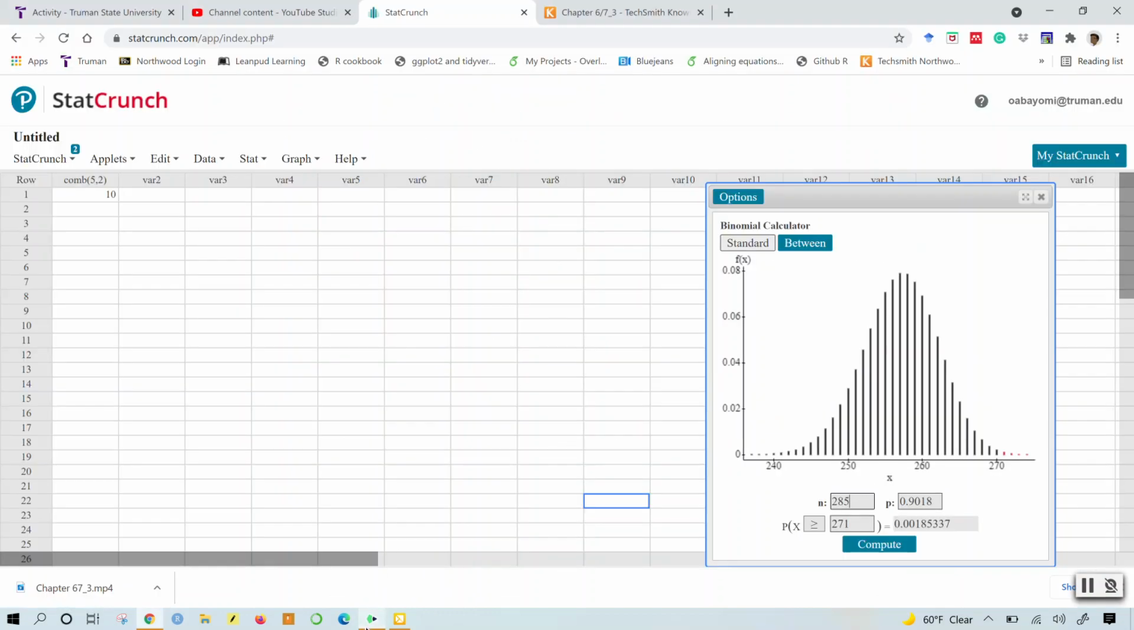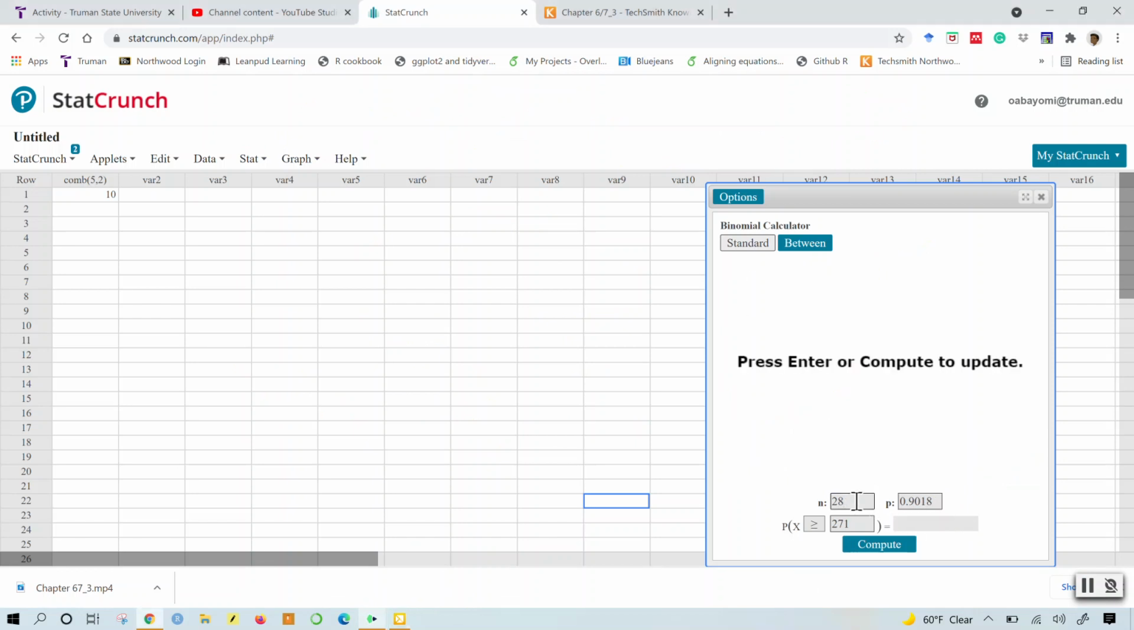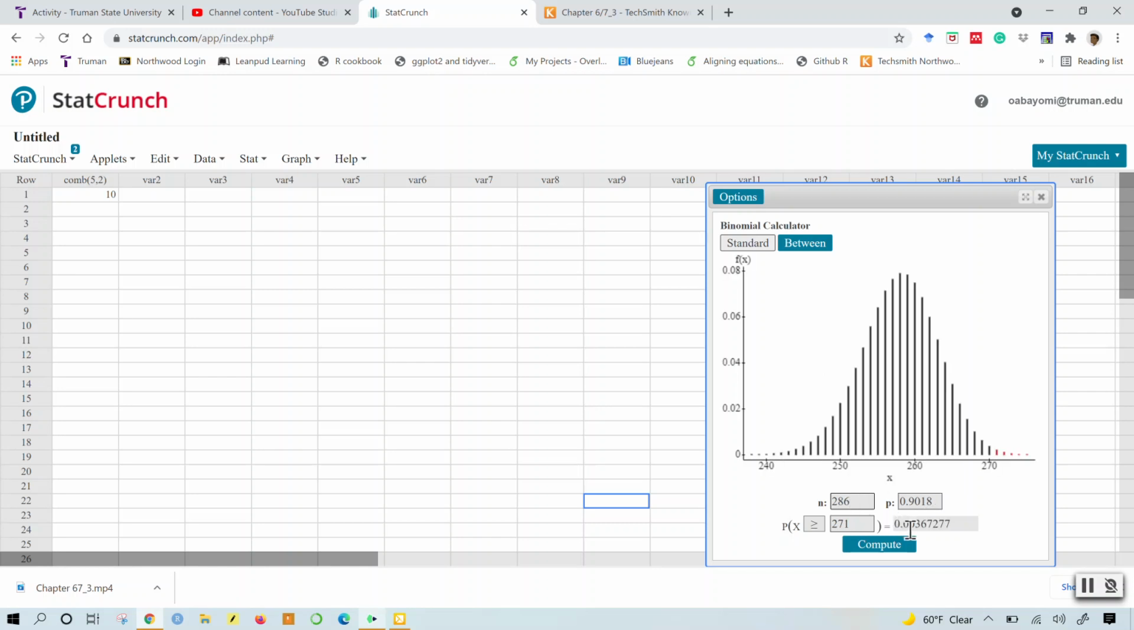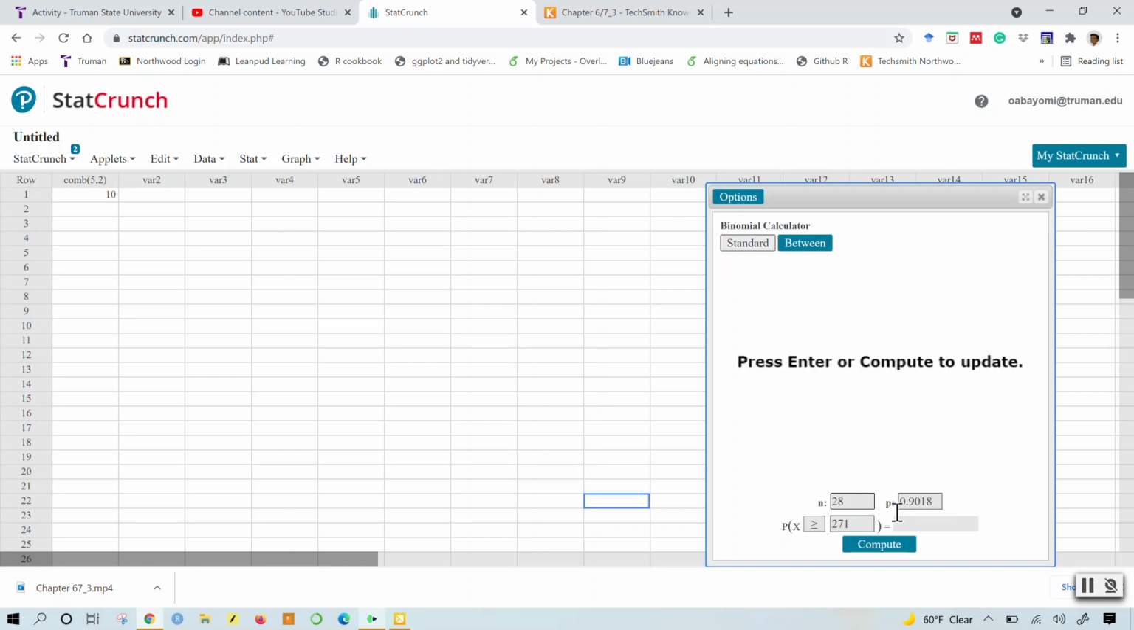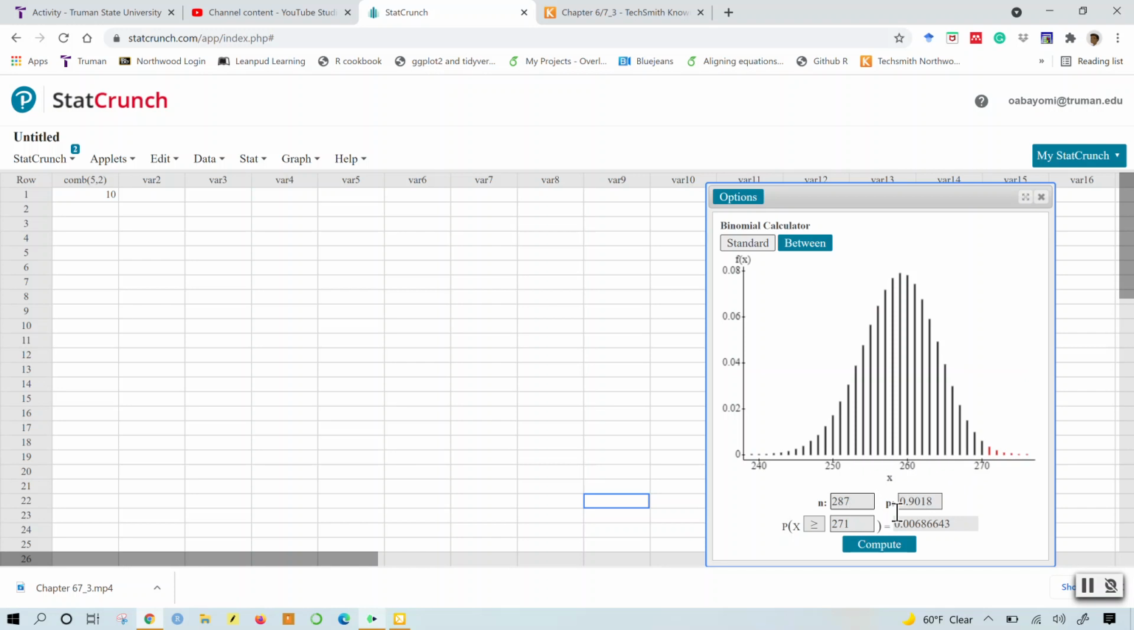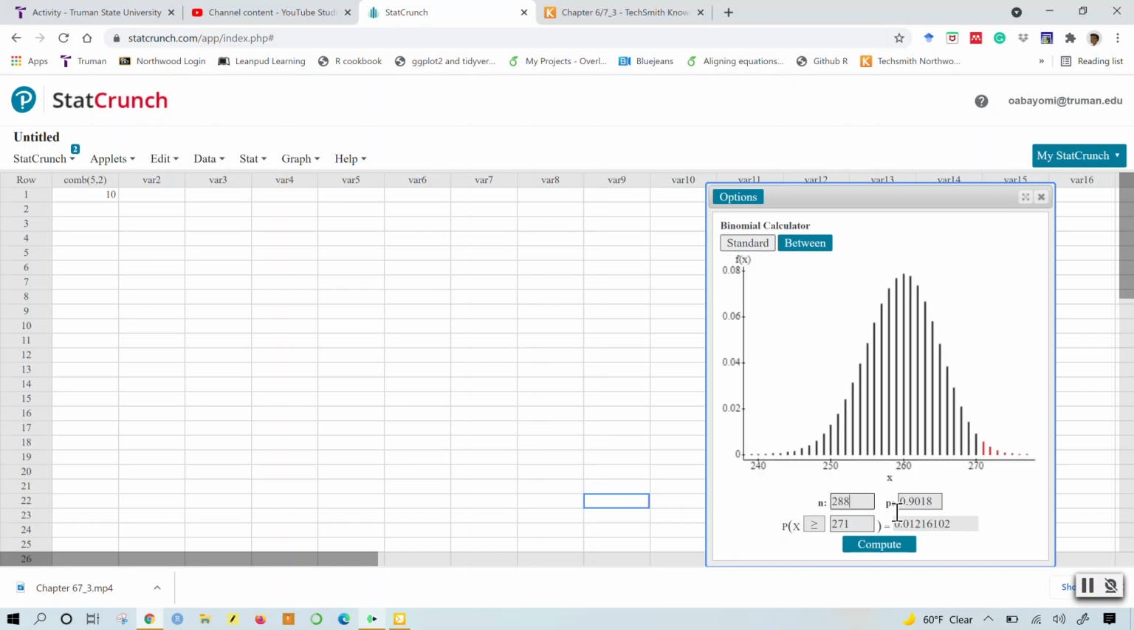So I'm still going to continue. Since this is still less than 0.01, I'm going to keep working on this. So let me make this 286. I want to get the first number that will be greater than 0.01. So this is still greater. So let me try 7. I'm going to try 8.